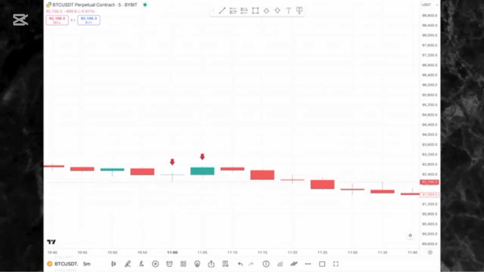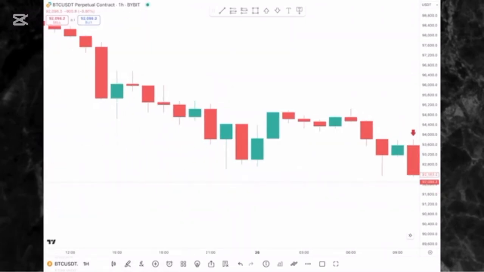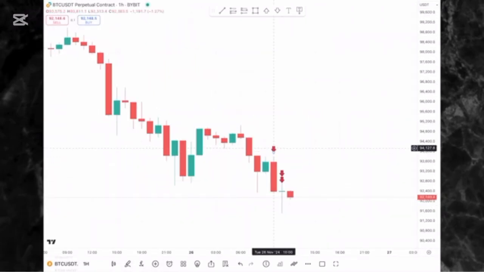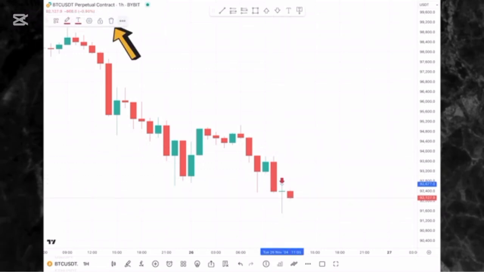So let me change it back to 1 hour time frame. Just come back here to 5 minutes and then click on 1 hour time frame right there. So let me make it smaller. I want to remove these arrows. I'll just click on the arrows and just click on delete. That's just what you have to do. Or once you click on the arrows, just come to the top right here and click on this delete icon. So once you click on delete, it will take it out.